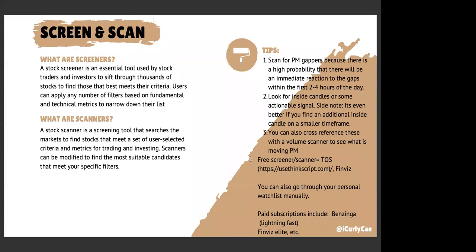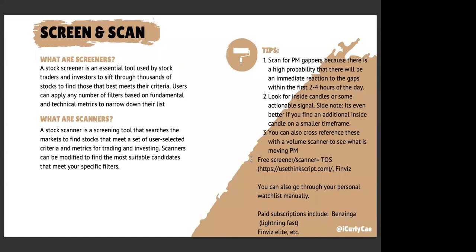Now, you also can look for inside candles or some type of actionable signal. And also, it's even better if you find an additional inside candle on a smaller time frame. So for example, let's just say you're looking at a daily time frame, right? And you see that there is an inside candle, which obviously represents consolidation or trading sideways. Because we know that we can't trade sideways forever, there's going to either be a break to the upside or the downside. But let's say you find that inside day candle, and then you move over to something like a 4-hour chart and you also see an inside candle, that makes it even sweeter for you. That's an even sweeter setup.